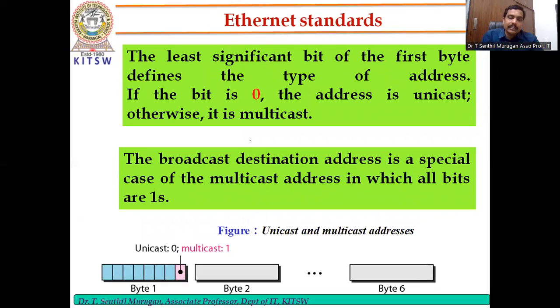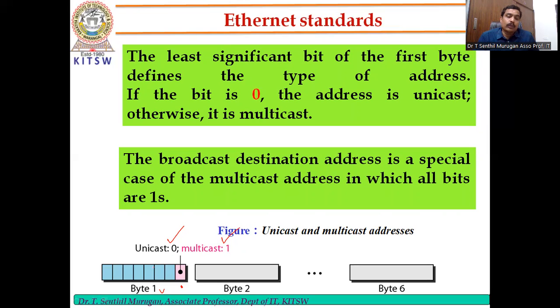In the address itself, we can consider which type of address it is. We know unicasting, multicasting, and broadcasting. Unicasting means one-to-one communication. Multicasting means one-to-group communication. Broadcasting means one-to-many communication. After converting into the binary value, the last bit of the first byte shows whether it is unicasting or multicasting. If the last bit is 0, it is unicasting. If the last bit is 1, it is multicasting.